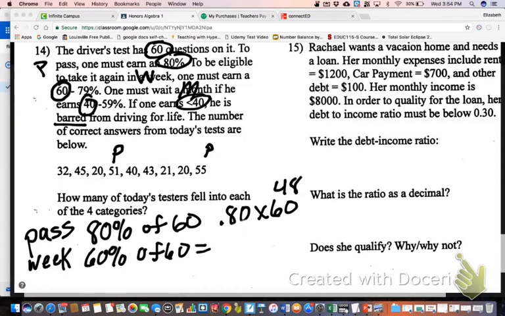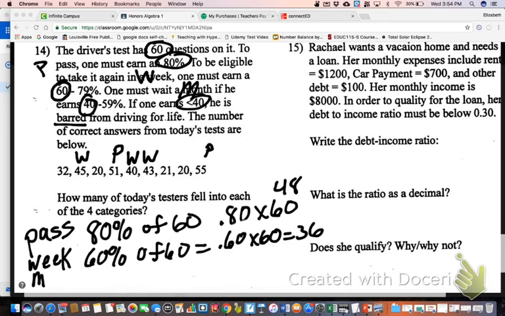If we do 0.60 times 60, we get 36. So you had to get at least 36 points to be eligible in a week. So let's look at who was eligible who got a 36 but didn't actually get to pass. So this person can take it in a week. That person can take it in a week. And that person can take it after a week. So we've got 3 people who are eligible to take it again after a week.